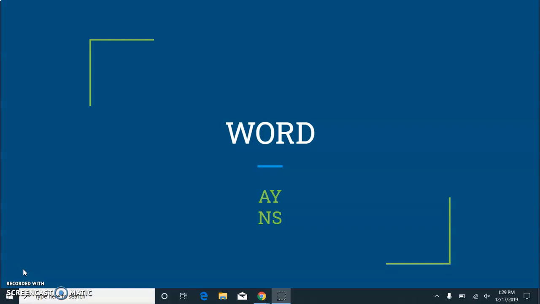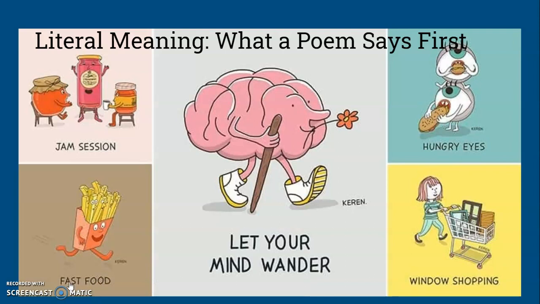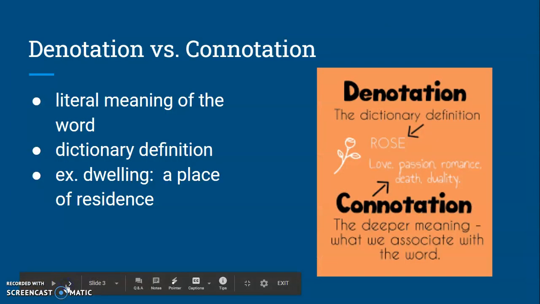I'm Nadia and this is my associate Agnes, and we will be presenting how to analyze words in poetry. So our first slide is just showing our first subtopic, literal meaning, and we're just going to go into what a poem says when you first encounter it.